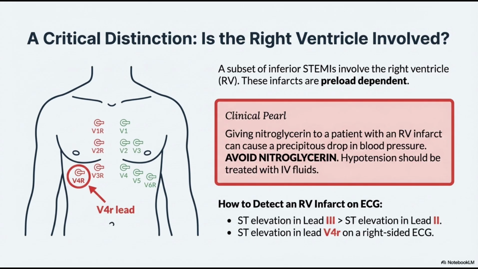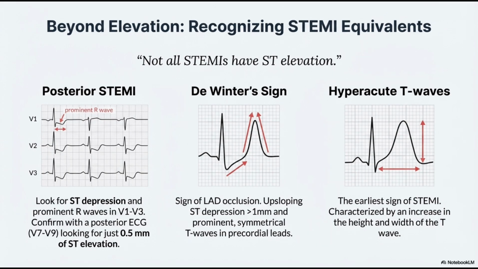How do we quickly detect RV involvement on the ECG itself? Because you're not always putting on a V4R lead routinely. There are 2 main electrical clues you look for right away. First, compare the ST elevation in the inferior leads. If the ST elevation in lead 3 is greater than the elevation in lead 2, that suggests the blockage is pointing more toward the right ventricle. The second, and the definitive proof, is to get that right-sided ECG and look for any ST elevation in lead V4R. That confirms it. And that confirmation then necessitates the fluid treatment strategy. Absolutely. So that takes us beyond basic localization into really sophisticated decision-making.